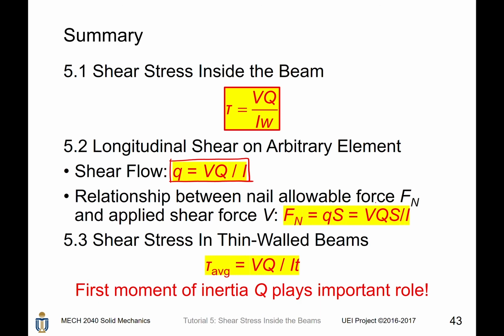Since shear flow equals VQ divided by I, you can substitute it to get the equation Fn equals VQS divided by I. You can find whatever you want if you know 4 of those unknowns. Finally, we also talked about the shear stress in thin wall beams. The average shear stress is given by VQ divided by IT.